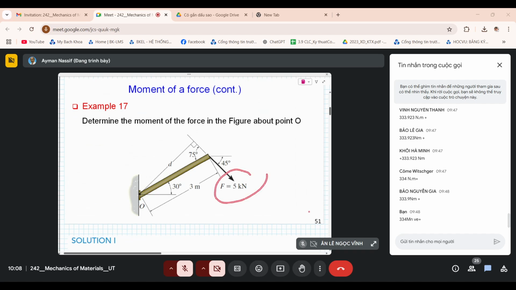So the moment of force F around point O, please. I'm watching the chat box, so I expect you all to do it quickly.